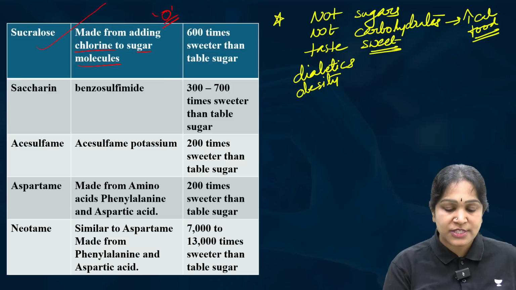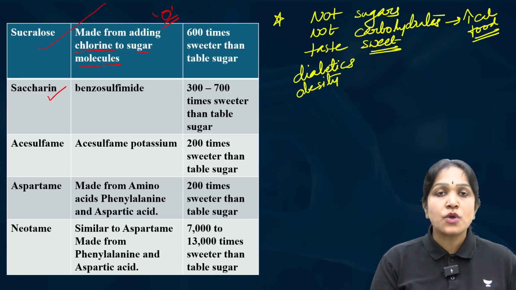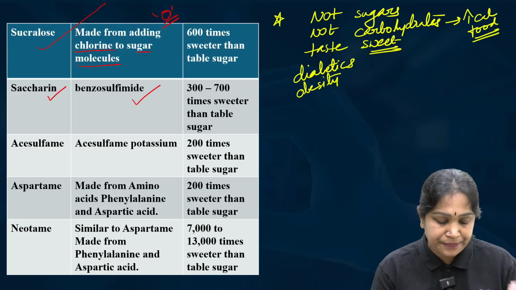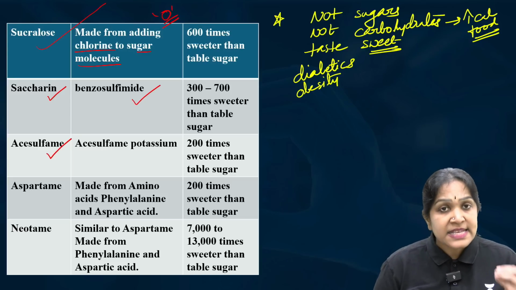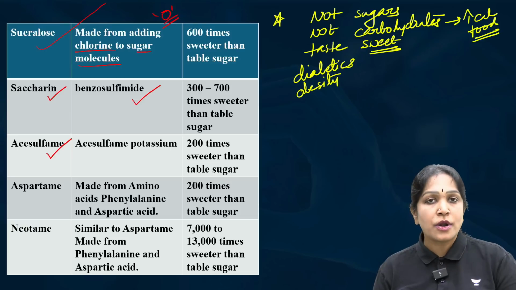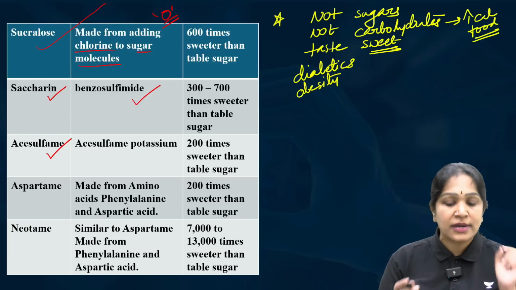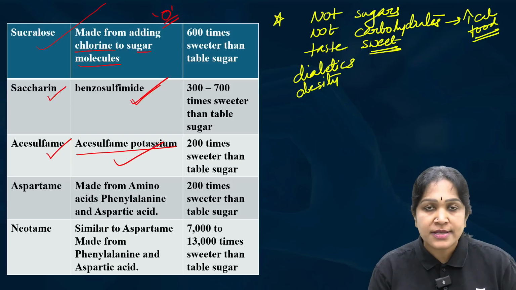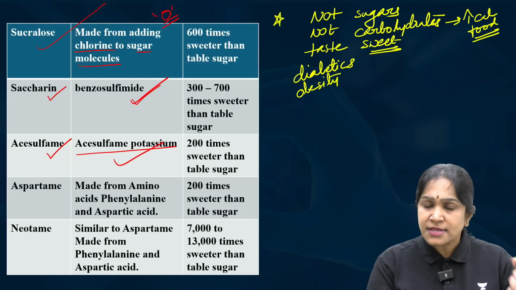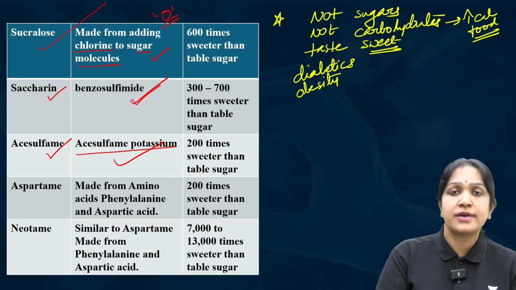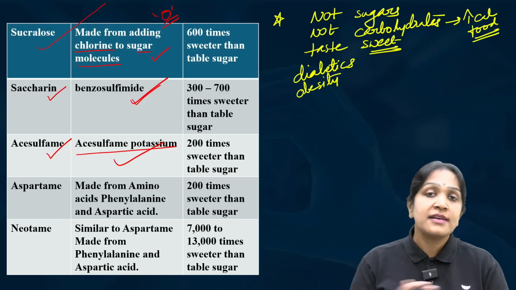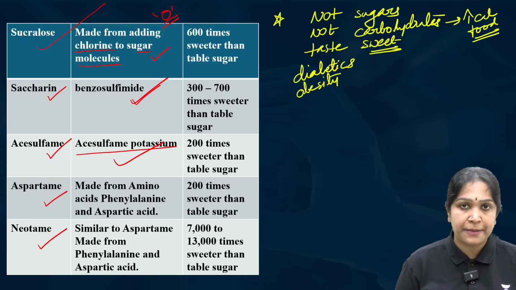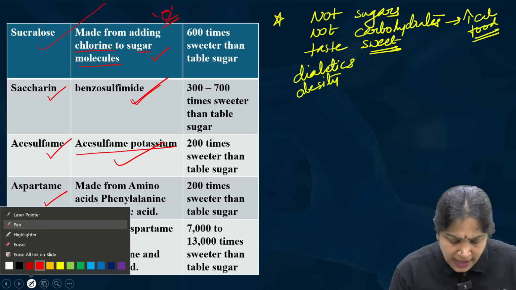That is sucralose. Next one, saccharin. It is not a sugar, it is a chemical called benzosulfimide. Next, acesulfame. This is also not a sugar, it is a chemical called acesulfame potassium. They both are not sugars but they taste sweet. Next, aspartame and neotame. What are they?